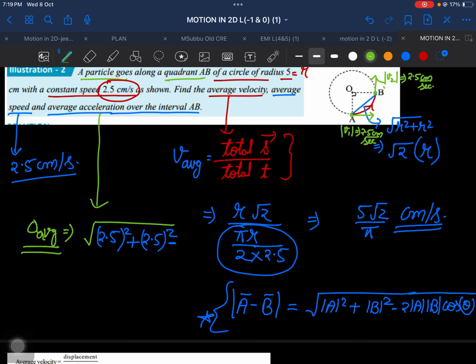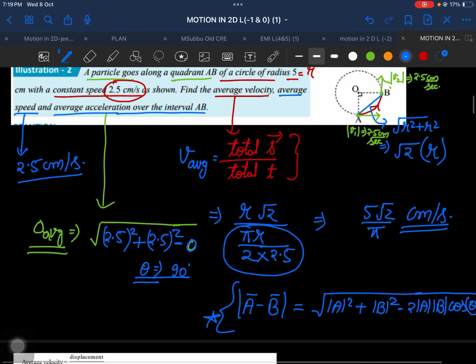So that term is nothing but 0. Just think why. It is 0 because theta is the angle between v1 and v2, which is 90 degrees in this case. So that's why this is 2.5 root 2. This is your change in velocity, and you have to divide by time also.